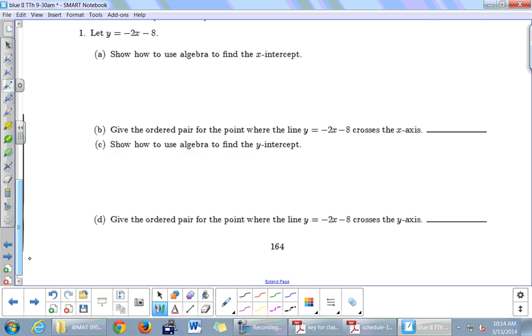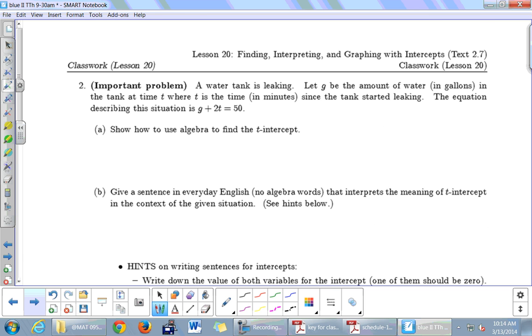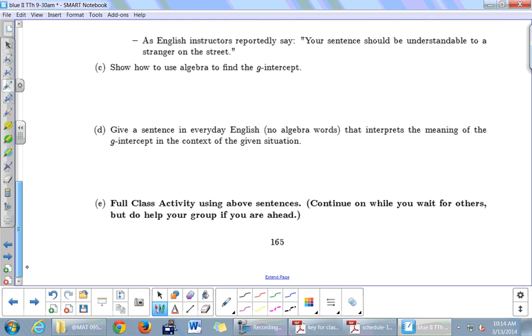Okay, classwork is here. So you're going to go through problem 1, and you're going to work through problem 2. And at the end of problem 2, we're going to come back together for this activity. But if you get there before I say stop, then just keep on going, all right? So see how far you can get, but we will come back together at some point.